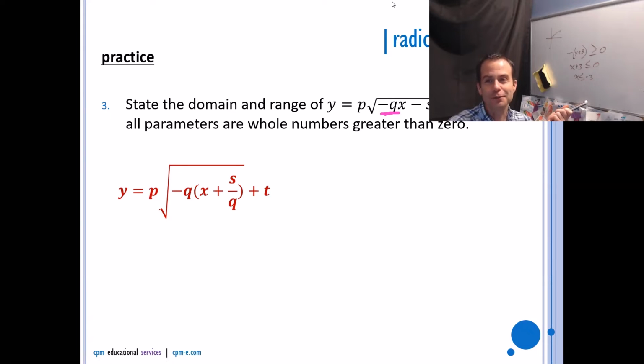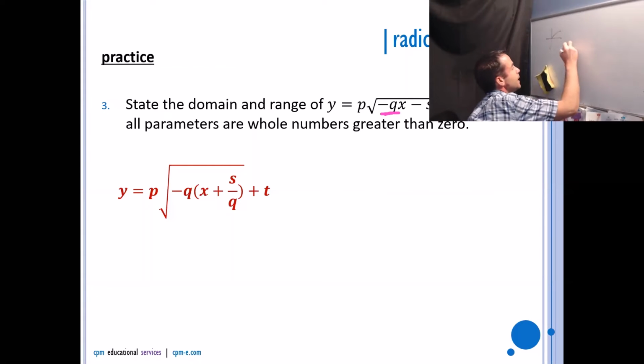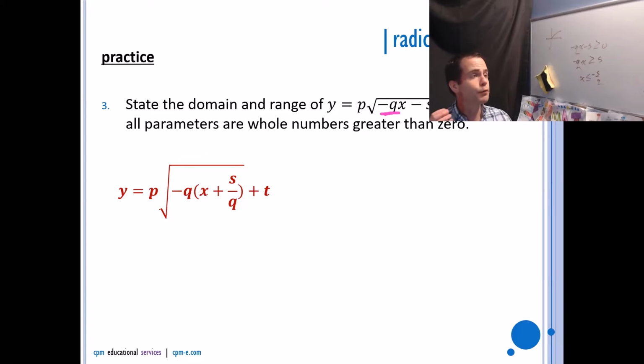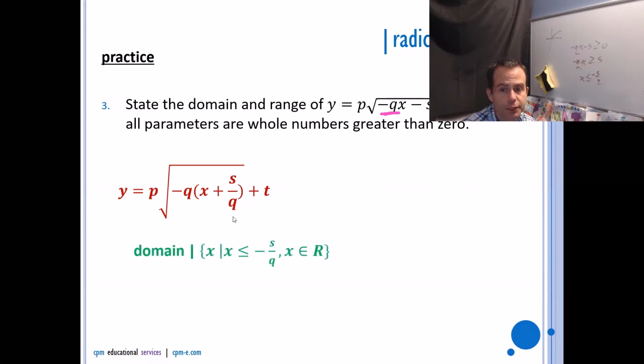So the domain comes from the restrictions on the inside, right? So I could go back to here if I wanted and just say negative QX minus S has to be greater than or equal to 0. Negative QX has to be greater than or equal to S. I just add S to both sides. Divide both sides by negative Q. Again, remember, when I divide by negative, I have to flip the inequality. X is less than or equal to negative S over Q. Okay. So if you want to write it in interval notation, I'd go from negative infinity to negative S over Q. Or I could say X is less than or equal to negative S over Q.